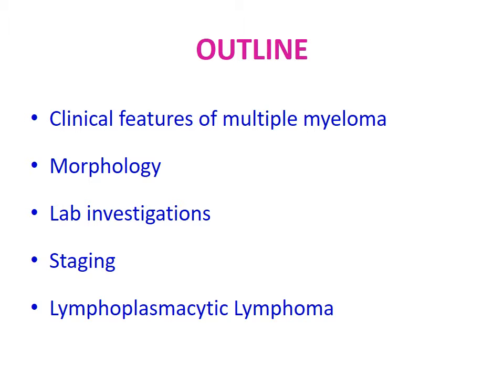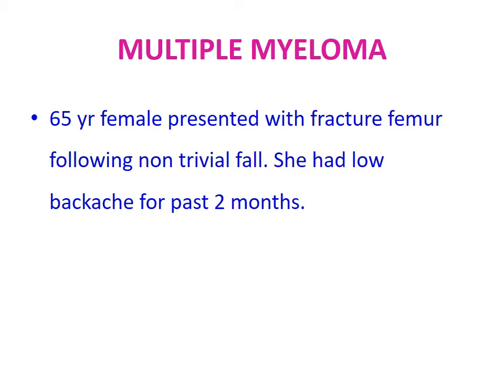Last class we have seen about plasma cell dyscrasias and we have outlined about the multiple myeloma and its pathogenesis. Today let's see about the clinical features, morphology and lab investigations of multiple myeloma. Here is the case history.